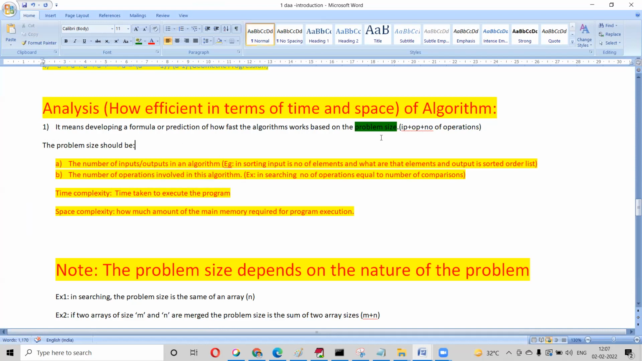So you remember this problem size. Depending on this problem size, we use this term in big O, omega, and theta notations. Time complexity is the time taken to execute the program, and space complexity is how much main memory the program requires for its execution. The problem size is nothing but the number of inputs, outputs, and operations you are doing.